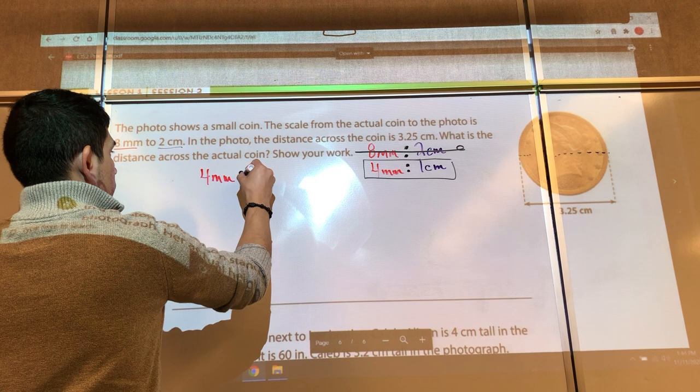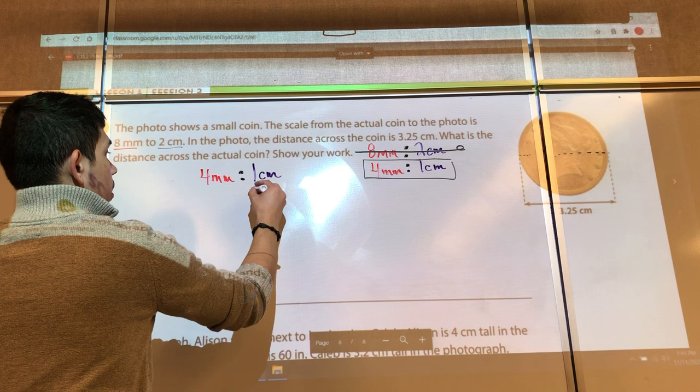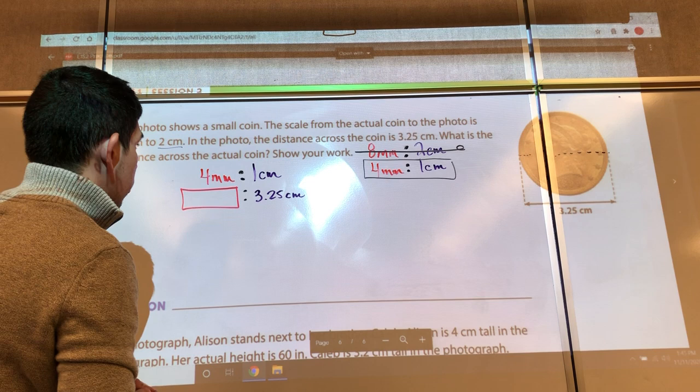Okay, and it was given 3.25 centimeters. So we're gonna write that in purple, 3.25 centimeters. And we do not know how many millimeters there are yet. We do not know how many millimeters, but we're gonna find out right now.